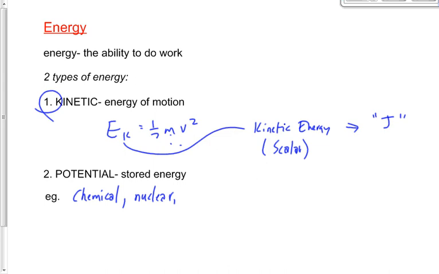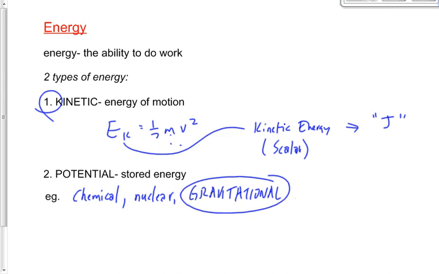Yep. Gravitational potential energy, and that's a big one for us. We're going to focus on that quite a bit in Physics 20, starting today. So we're going to circle that one. We'll come back to it in a minute. Yep. Elastic potential energy, another big one for us. We talked about that at length yesterday as well.